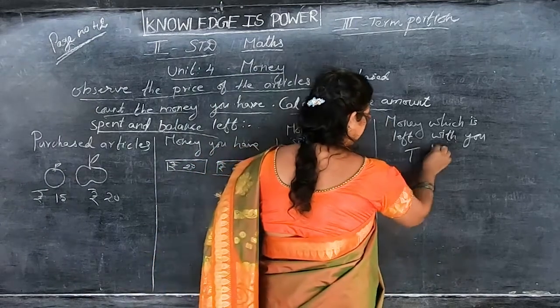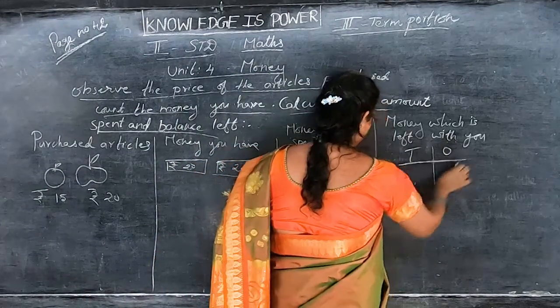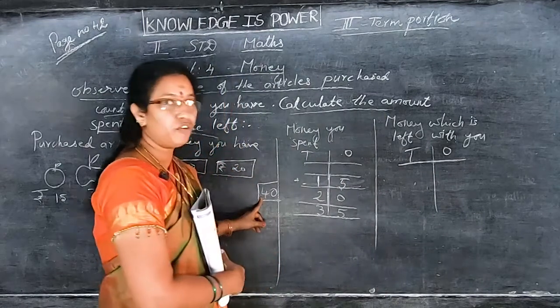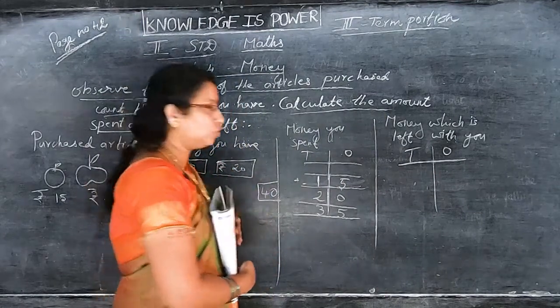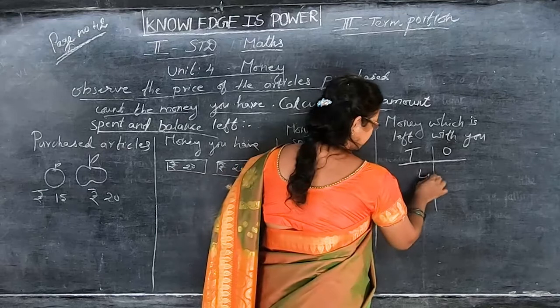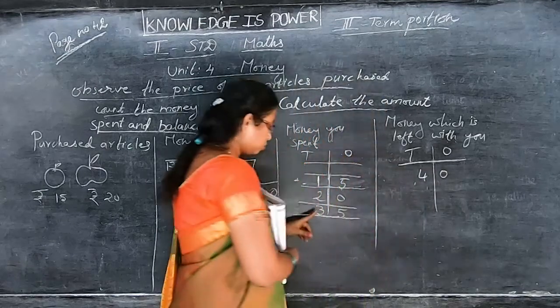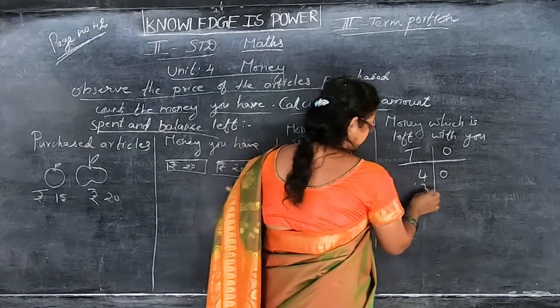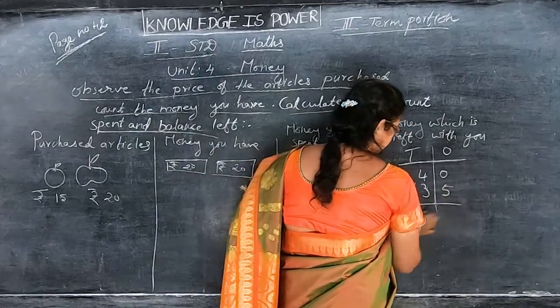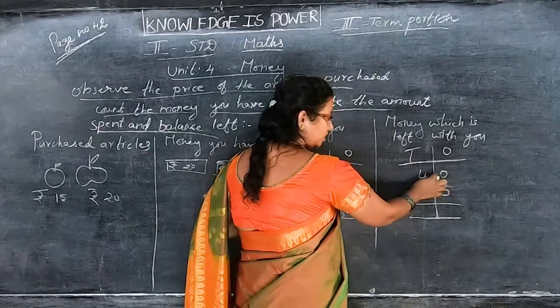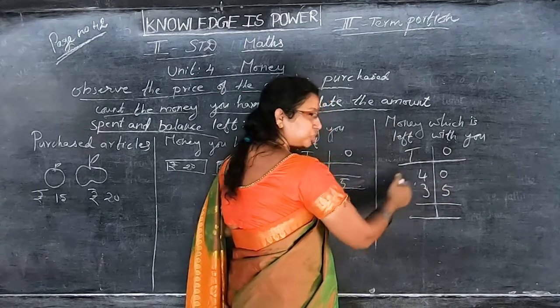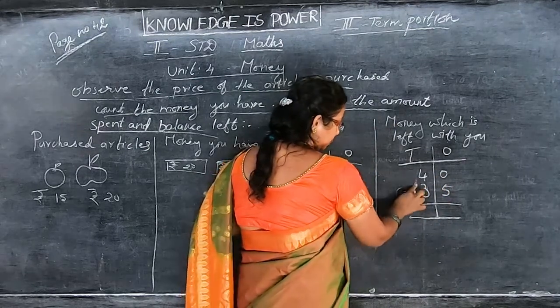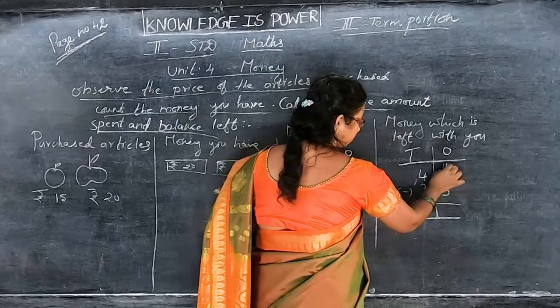See here, tens column, ones column. You are having 40 rupees in your hand. You give 40 rupees at the shop. So how much did you buy for? 35. You should subtract this amount. You have 40 rupees, you give 35 rupees, so you need to see how much is left. So we should minus this amount.